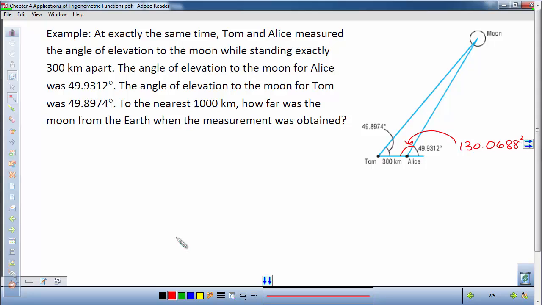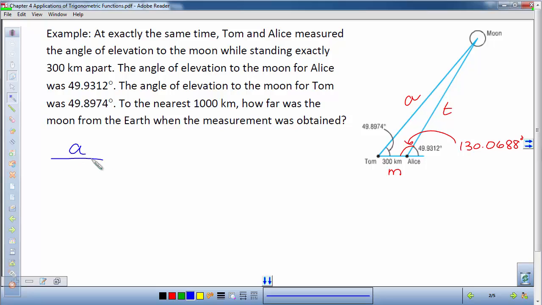Okay. So I've got angle, side, angle. We're trying to find the distance to the moon. It's going to be an estimate. They're really not, in the large scheme of things, that far apart. So it really doesn't matter whether we find Tom's distance or Alice's distance. It's going to be to the nearest 1,000 kilometers, so it doesn't matter. If that's the moon, I'll call this side M. If this is where Alice is, I'll call this side A. And if this is where Tom is, I'll call this side T. Let's find side A.